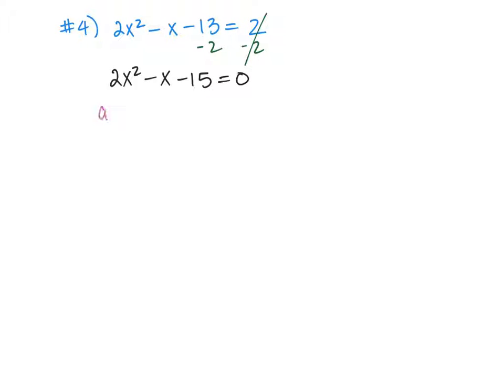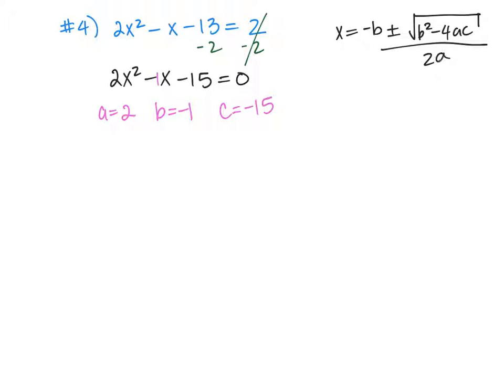So it looks like a here is going to be this 2. B here is negative 1, right? That's a negative x, so negative 1. C here is negative 15. So remember the formula that we're using is called the quadratic formula, and that's going to be negative b plus or minus the square root b squared minus 4ac all over 2a.